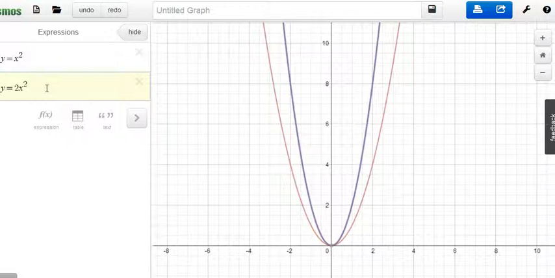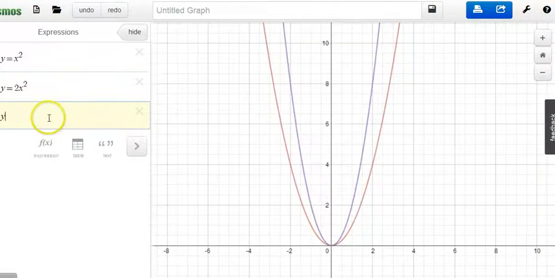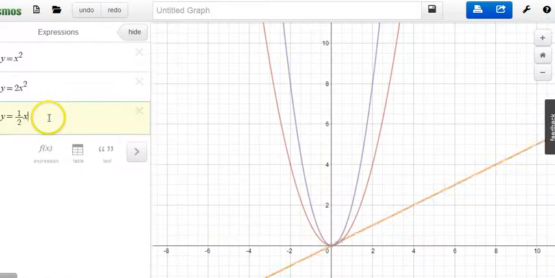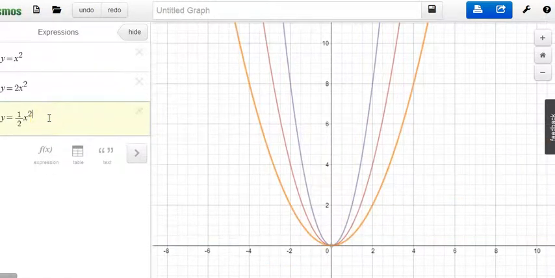Is it expanded or compressed? Okay, this is the new one. So in a vertical direction, not horizontally, is it being expanded or compressed? Let me do one more: y equals 1/2 x squared. Compared to this, is this expanded or is it compressed?